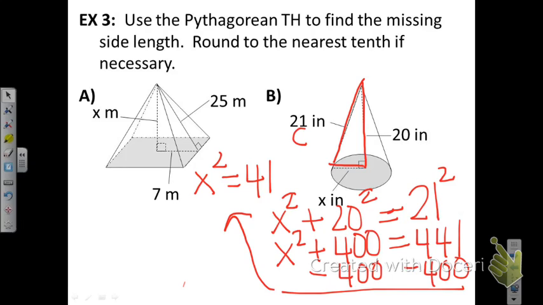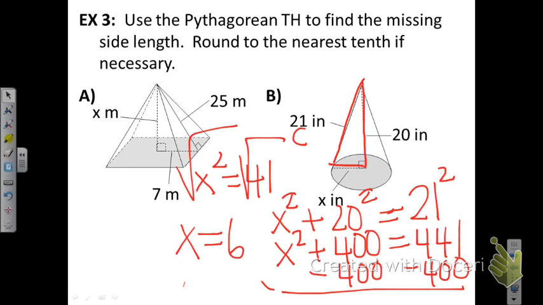Then we have to square root it. I love that you said that. 6.4. And we have to round to the nearest tenth because this isn't pretty. And we get 6.4 what? Inches. Oh, my bad. I kind of ran out of room. I'll put inches below. Is that okay? It works, Riley.